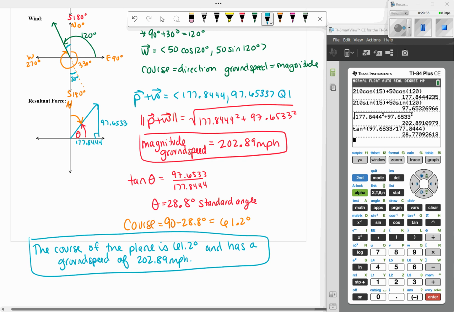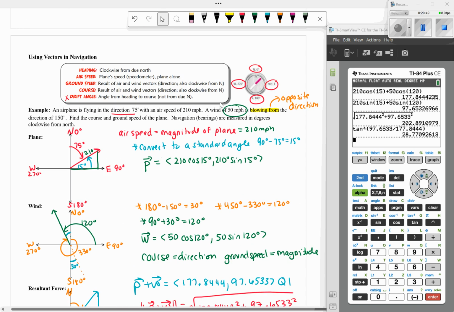So again, the hardest part is converting from navigation to standard angle, finding the component form, and doing that for the plane and the wind, and then finding the resultant, and then changing that back to a navigational angle. So remember that the ground speed is just a result of the air and the wind vectors, and the course was a result of the air and wind vectors, but the course is the direction that we're talking about, and the ground speed was the magnitude. So I'm just going to make a little note. This was the magnitude, and the course was the direction. And that is all for our applications today.